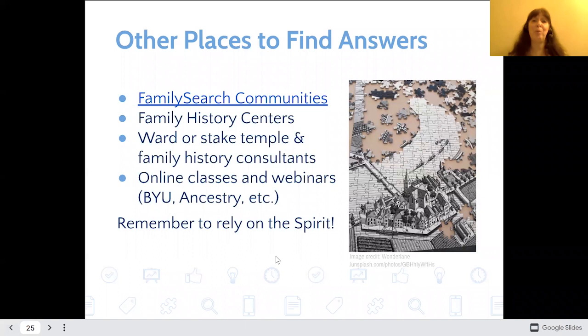I can't tell you how blessed I have been to pray for guidance and receive promptings from the Holy Ghost to help me know places to try or people to talk to or things that I can do to move my family history forward. So always, with whatever we do, always remember to rely on the Lord's Spirit to guide us.